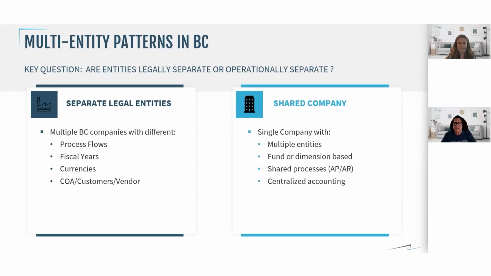Okay, thanks, Ann. Hello, everyone. Yes, so as Ann said, I'm going to start with the multi-entity patterns in BC. Are entities legally separate or operationally separate? So separate means multiple BC companies with different process flows, fiscal years, currency, chart of accounts, customers, vendors. But then the shared company is a single company with multiple entities within it, fund or dimension based, shared processes, AP and AR, and centralized accounting.